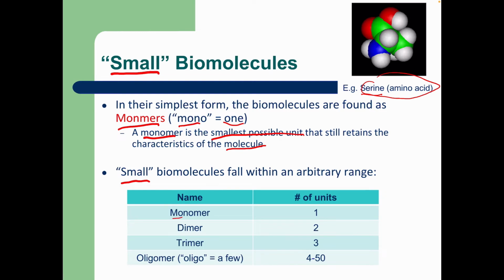You have our monomer, a dimer, trimer, and oligomer. A monomer is 1. You can kind of figure it out. Di, 2, tri, 3. Oligomer means a few, which goes from 4 to 50. And this can work with proteins, carbs, etc. It works for the biomolecules.